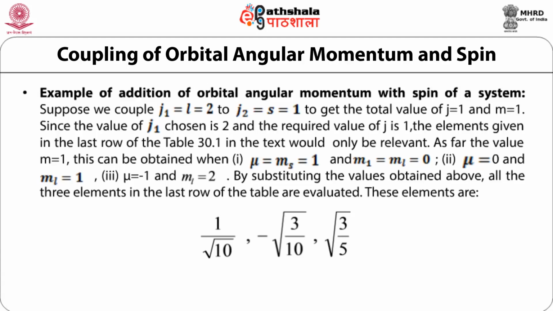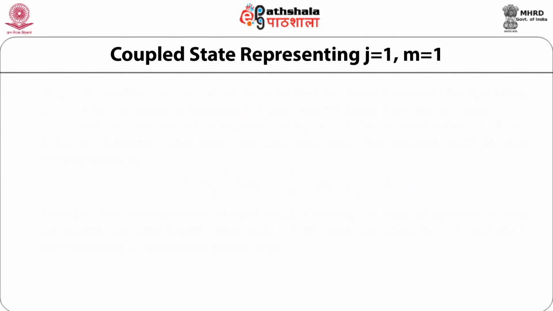And by substituting these values in the relations that I have just mentioned above, all three elements of the Clebsch-Gordan coefficient corresponding to these three values of mu, that is mu equal to 1, mu equal to 0 and mu equal to -1, we get the corresponding elements as 1 upon under root 10, then minus root 3 by 10 and then root 3 by 5. Coupled state representing J equal to 1, M equal to 1.